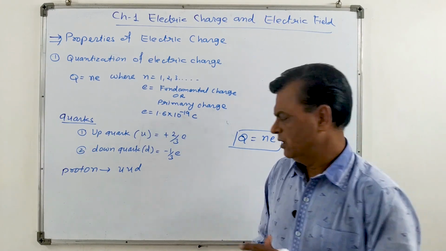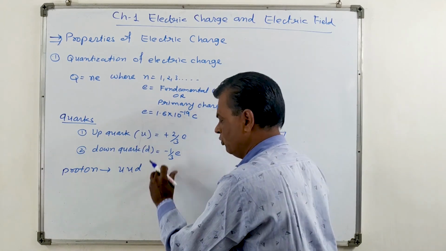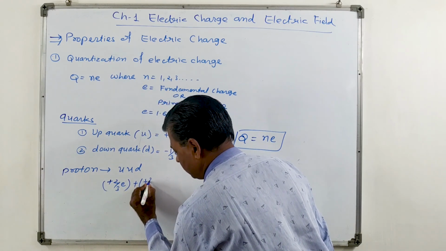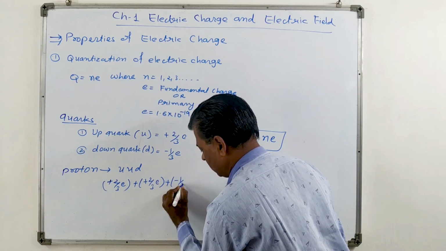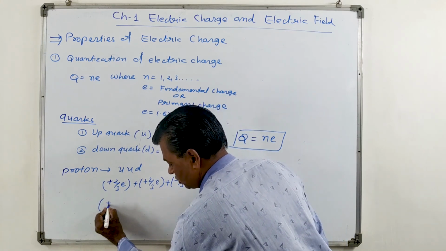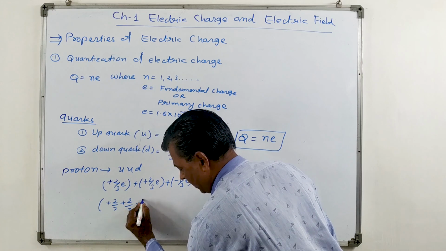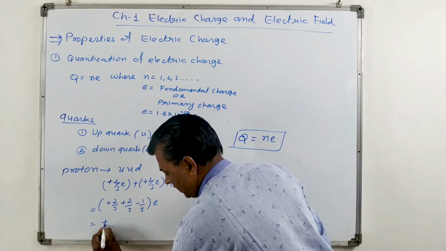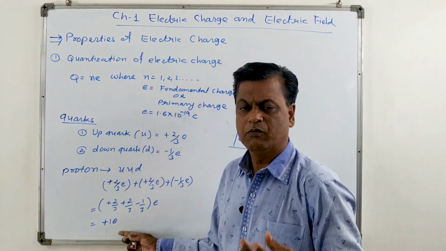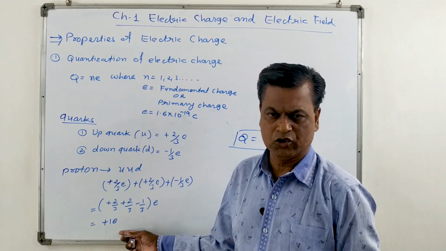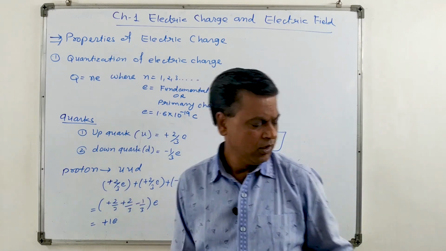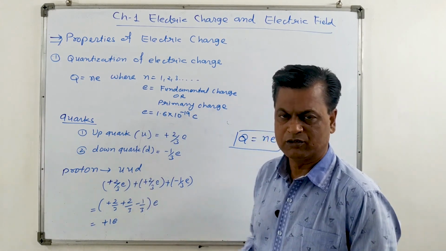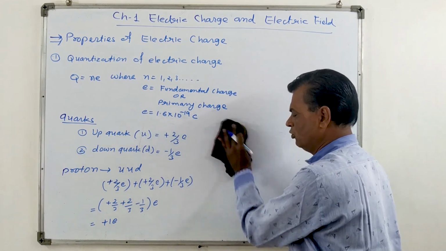The charge on a proton is plus 1.6 × 10^-19 coulomb. We can verify it by putting the values of u and d: plus 2/3 e plus 2/3 e plus minus 1/3 e. So 2/3 plus 2/3 minus 1/3, times e, is 3/3, meaning 1e, so plus 1.6 × 10^-19 coulomb. That is the charge on a proton. So a proton is made up of 2 up quarks and 1 down quark, and its composition is uud.